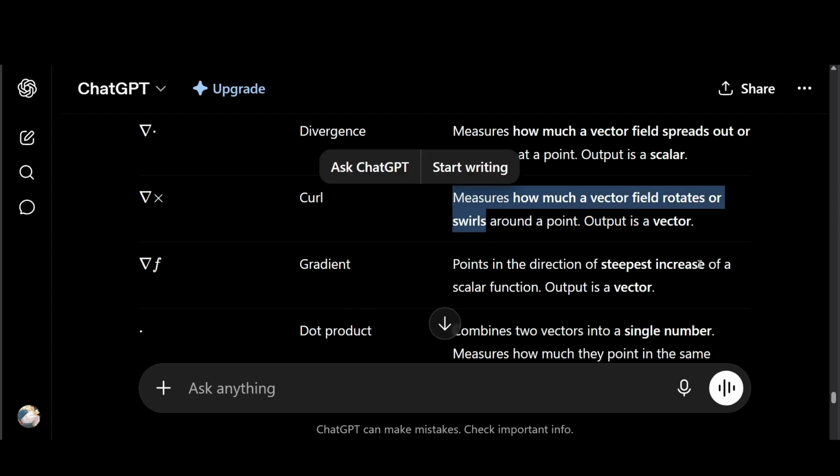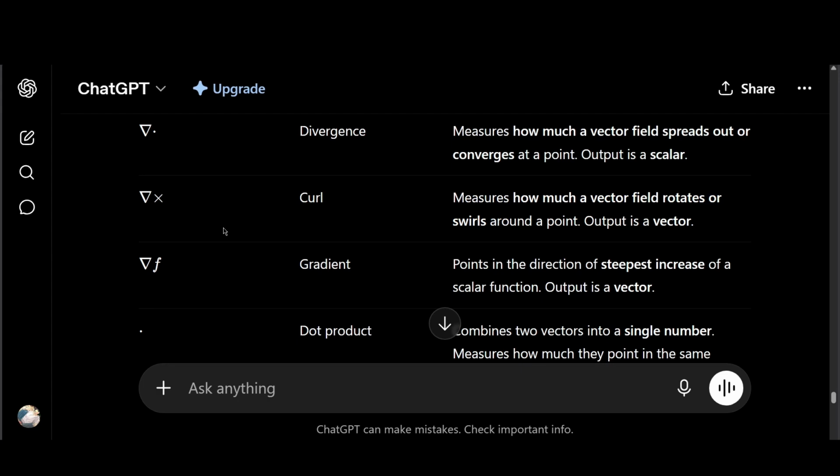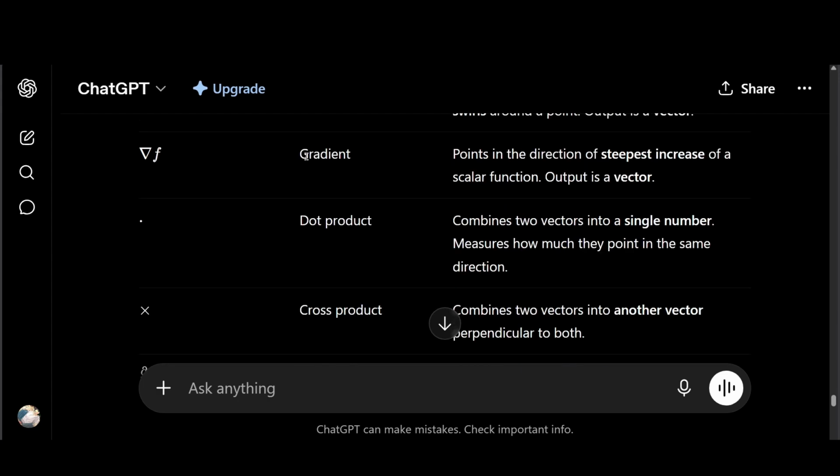So you have del and a little dot right here, which means divergence. It measures how much a vector field spreads out or converges at a point. The output is a scalar. Then we have the curl, which measures how much a vector field rotates or swirls around a point. It's a vector.